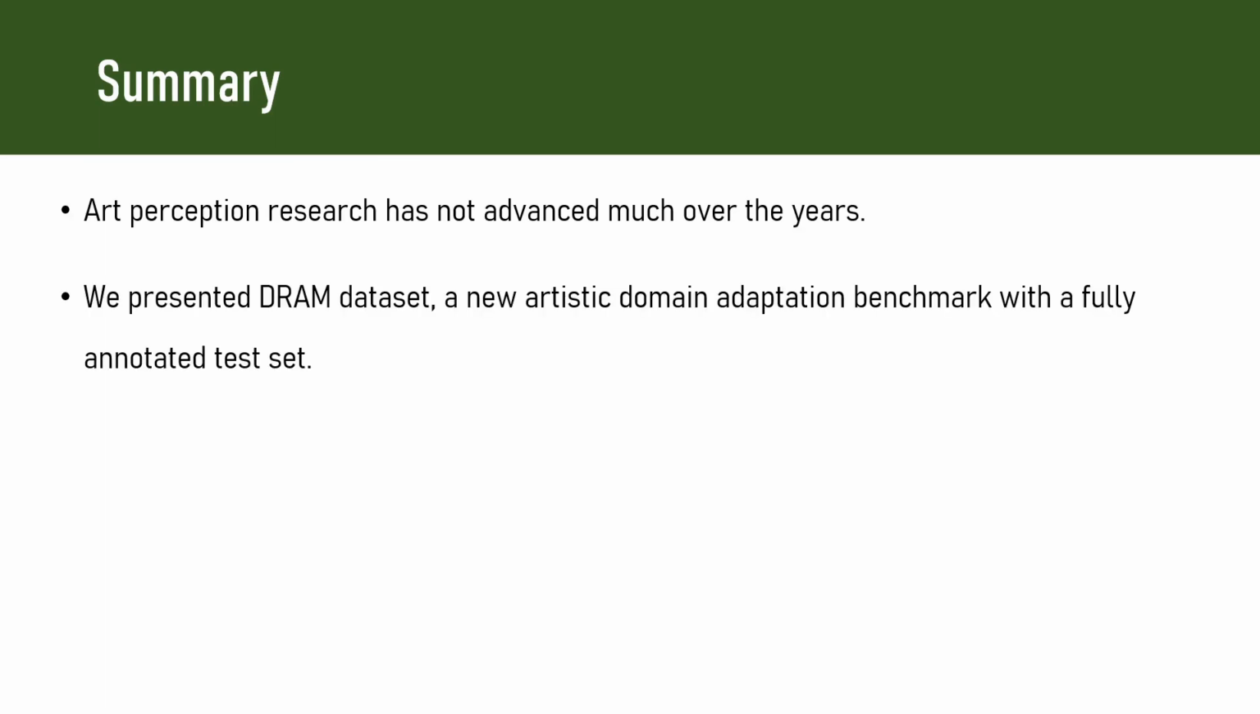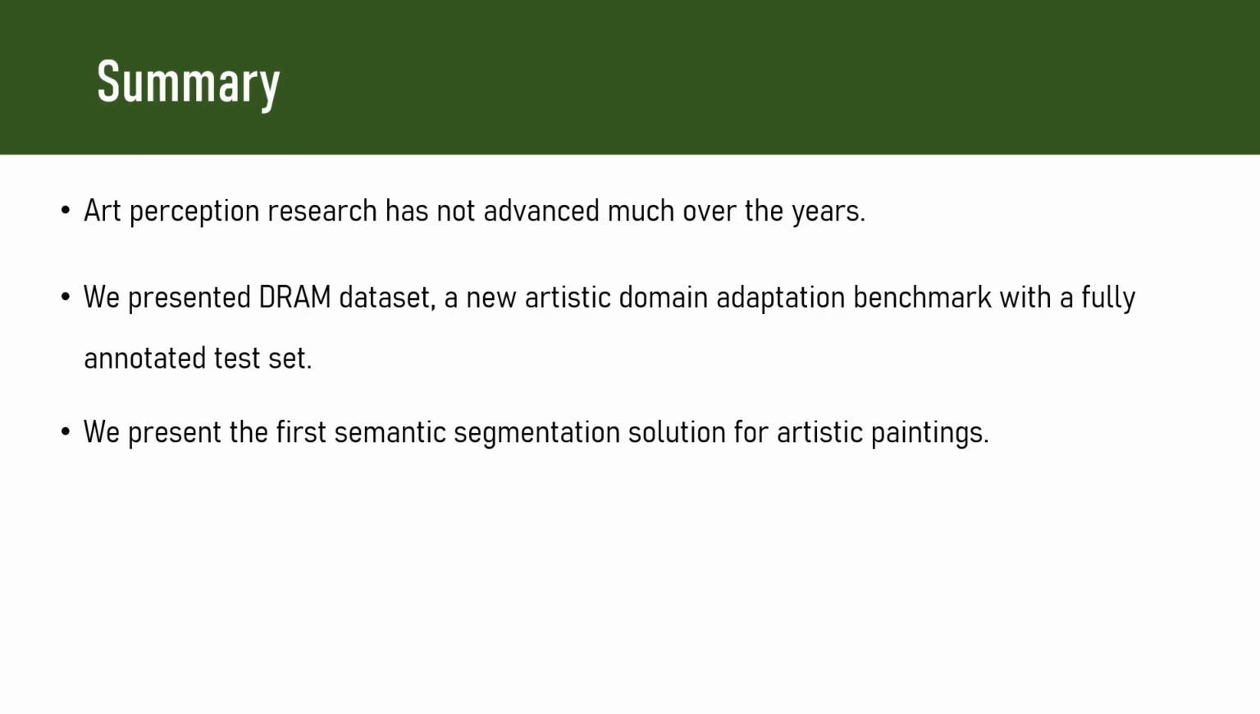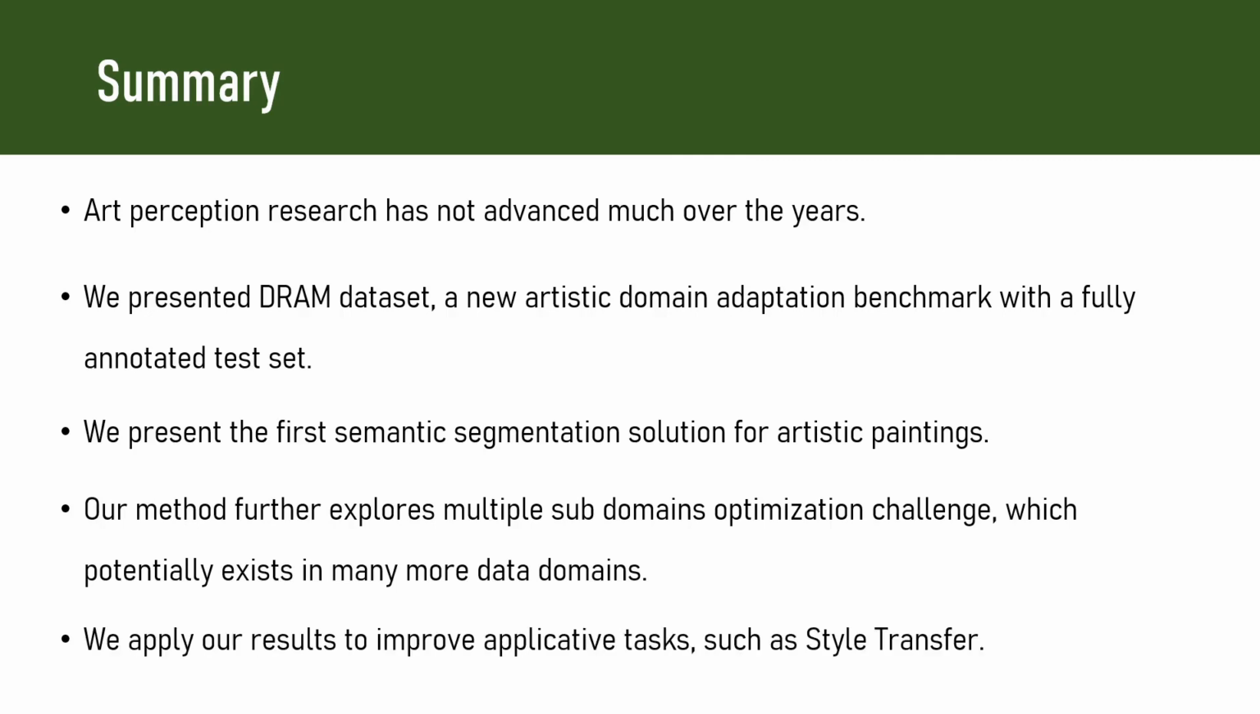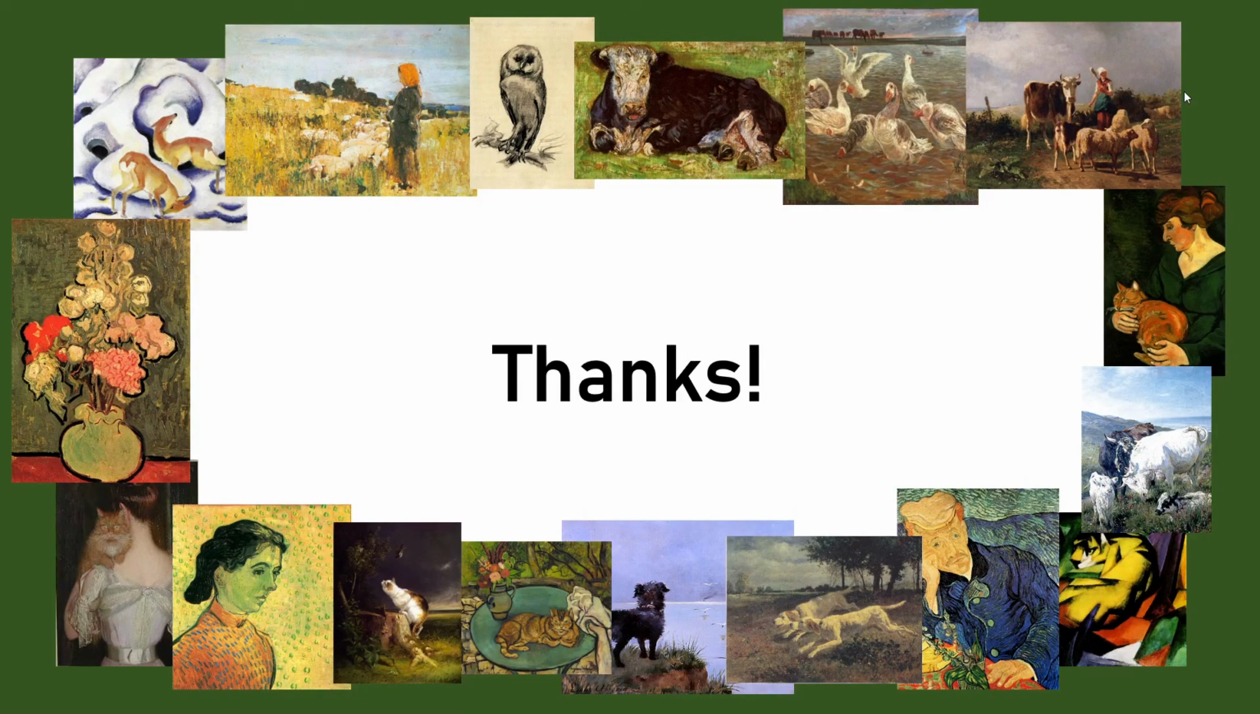To summarize our lecture, art perception research has not advanced very much over the recent years. For this reason, we presented the DRUM dataset, which is a new domain adaptation dataset for semantic segmentation of art paintings, and it can be used for future domain adaptation frameworks as a benchmark. We presented the first semantic segmentation solution for artistic paintings. In doing so, we further explored the challenge of multiple hidden subdomains, which we believe exists in many more data domains. Finally, we applied our results in order to improve applicative tasks such as style transfer, also improving generative models.